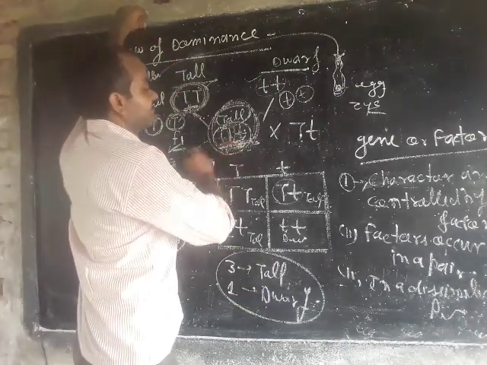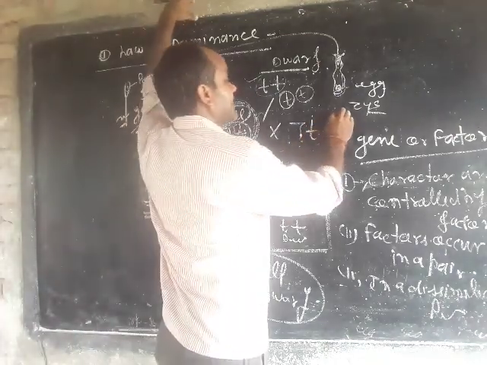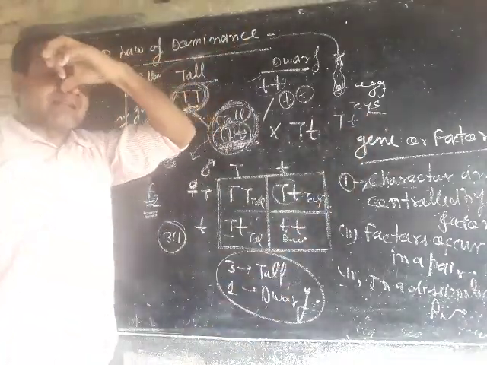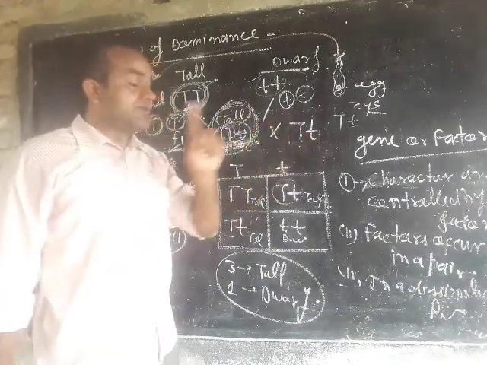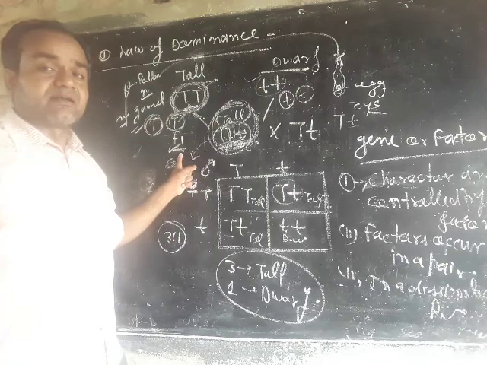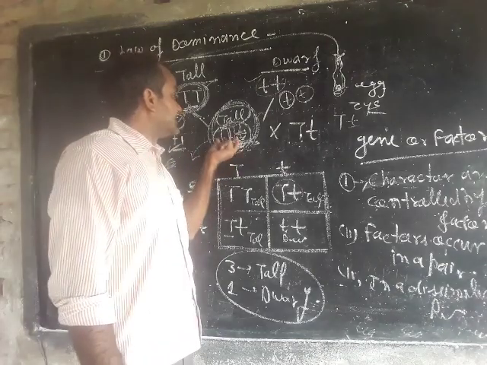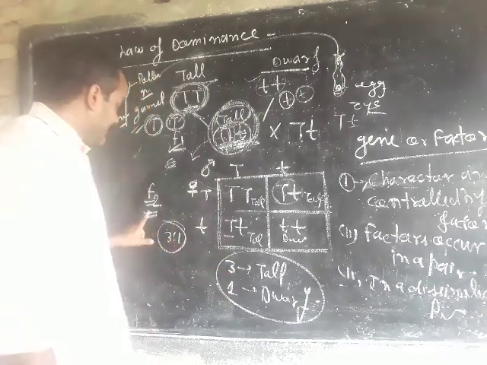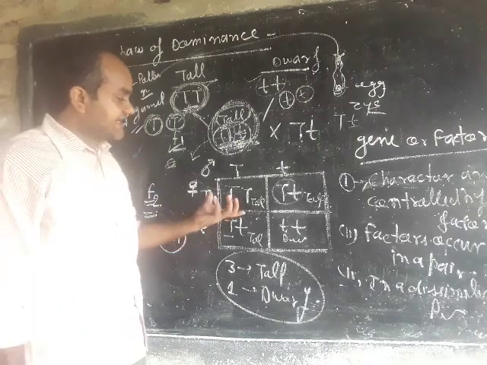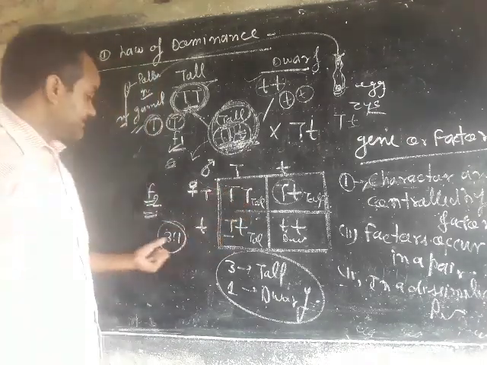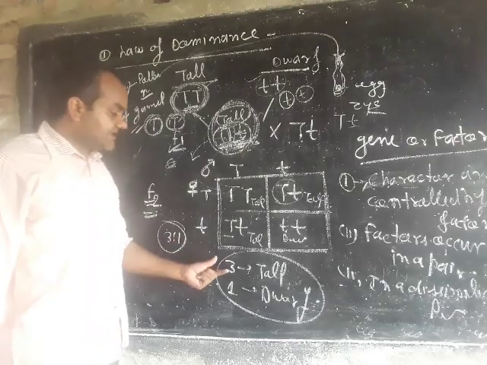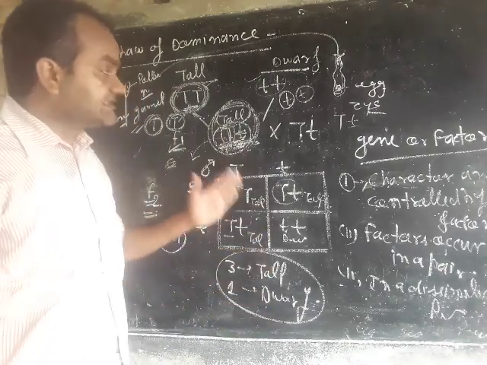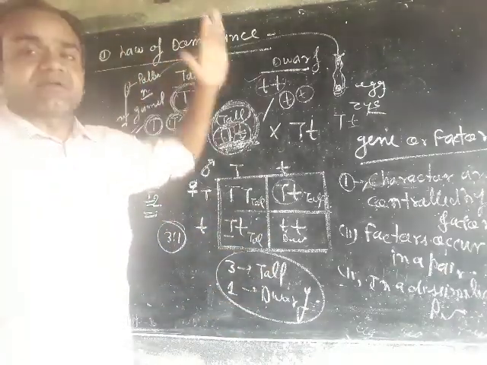The dominant factor is denoted by a capital letter and the recessive factor is denoted by a small letter. The recessive factor we cannot see in the F1 generation, but the dominant factor we see in the F1 generation. Recessive characters we see in the F2 generation, and dominant characters are also seen in the F2 generation, in a 3:1 ratio, means 3 plants will be tall and 1 plant will be dwarf. This is all about the law of dominance.